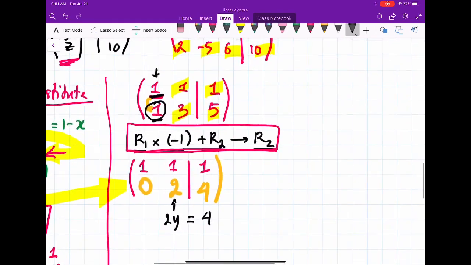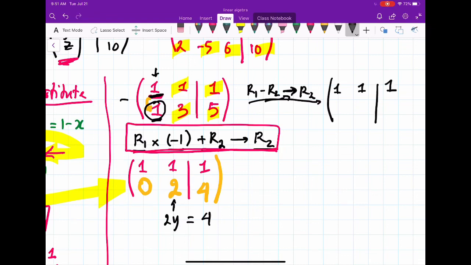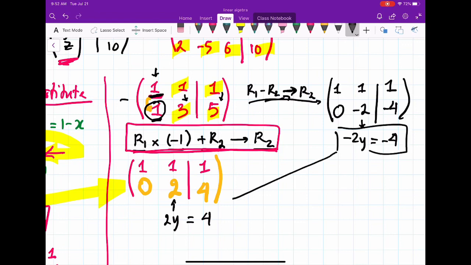You know, you have another way to make that guy 0. You can just take the first equation and then subtract the second. But if you subtract, you will have the following one. I can write here, okay? I just take R1 minus R2, and I do that in the row R2, okay? And I have 1, 1, 1. The second one is 0. 1 subtract 3 is -2. And 1 subtract 5 is -4. So again, you have -2y equal to -4. This is the same as this, with the negative only. You see, we have different ways to do that, okay?